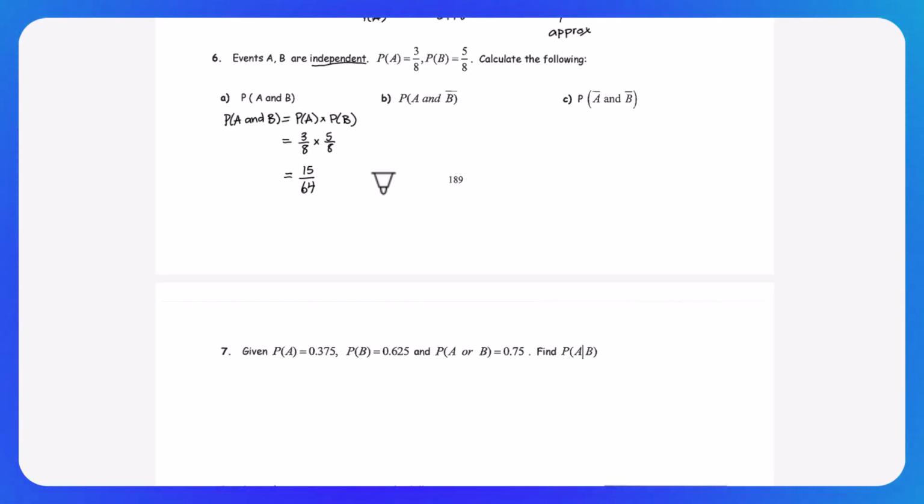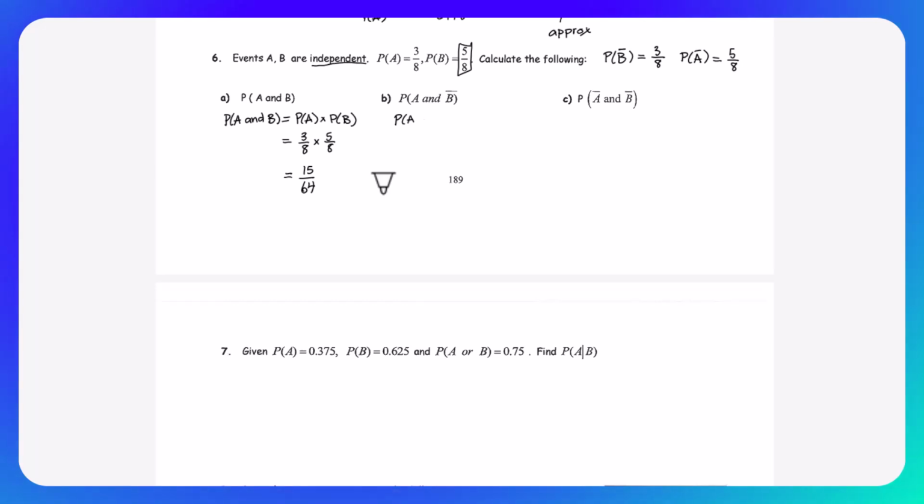This one is the probability of A and not B. So that first means we need to figure out that it's not B. Well, if 5 over 8 is B, that means 3 over 8 is not B. And while we're at it, let's do the probability of not A because we're going to need that in a bit. So the probability of not A is 5/8.